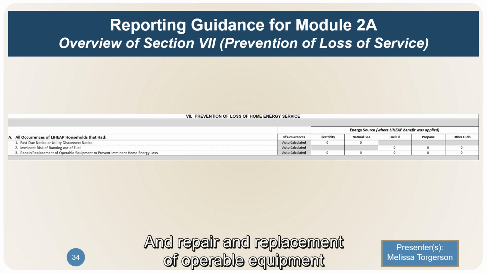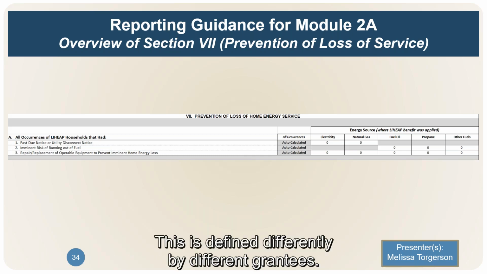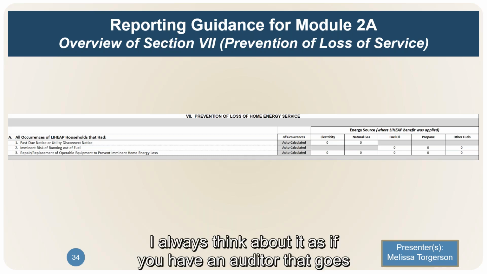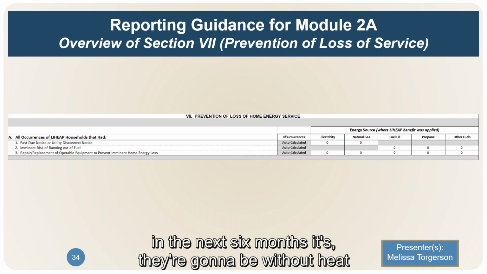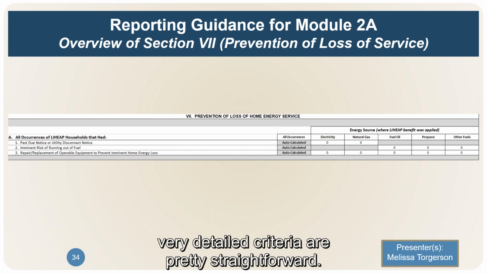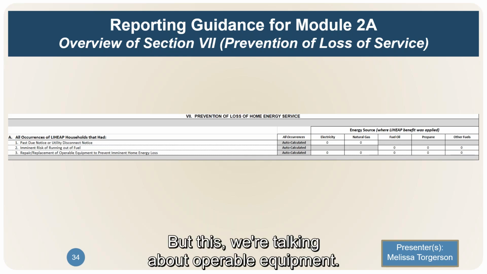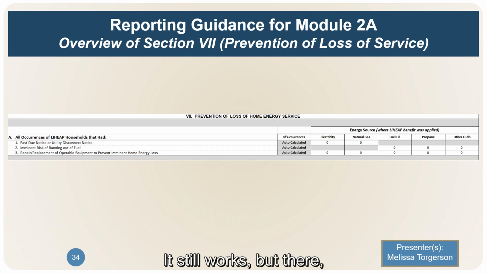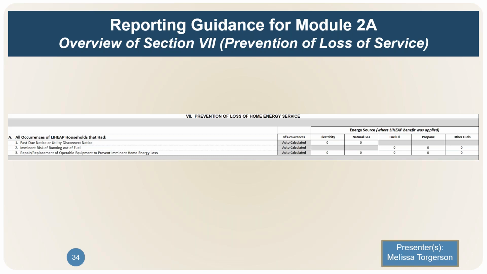And repair and replacement of operable equipment to prevent imminent home energy loss. This is defined differently by different grantees. I always think about it as if you have an auditor that goes out and says, if we don't replace this furnace in the next 6 months, they're going to be without heat, or this is about to kick the bucket. Whatever. You may have very detailed criteria or pretty straightforward. We have some examples of that, but we're talking about operable equipment. It still works, but it is at imminent risk of not working soon. Next.